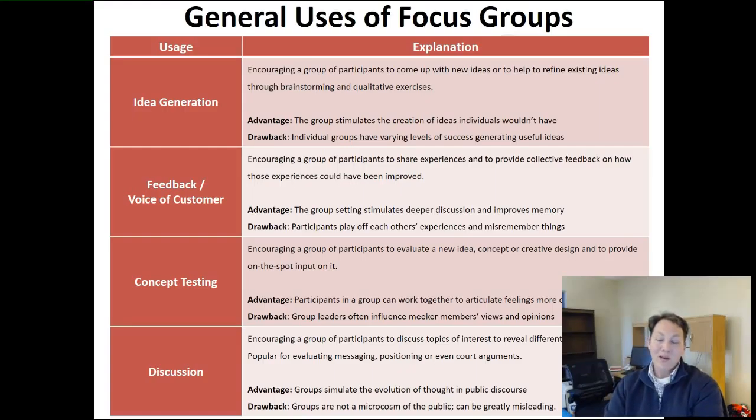Another usage of focus groups is feedback or voice of customer research. This is a pretty common use of focus groups. I would also say that it's an area where there are a lot of landmines and pitfalls that can really limit the usability of the data. But in feedback or voice of customer research, what you're going to do with focus groups is encourage a group of participants to share experiences and provide collective feedback on how those experiences could have been improved.